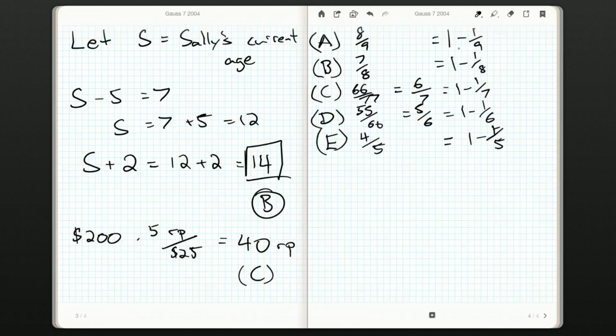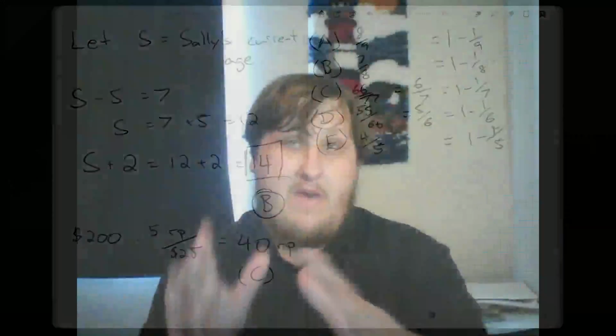Okay, so they're all being taken away from the same number, 1. The biggest fraction should be the one that has taken the least away from 1. We start at 1, we move down by a 9th, and we get 8 over 9. We start at 1, we move down by an 8th, and get 7 over 8. So the smallest fraction being taken away from 1 should be giving me the biggest number.